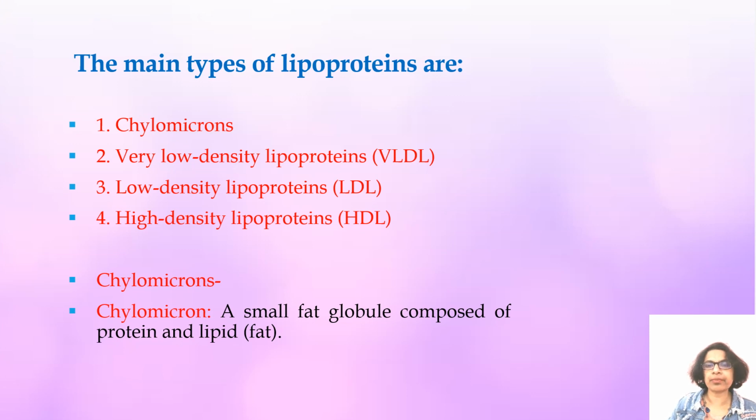The main types of lipoproteins, mainly four types, are chylomicrons, very low density lipoprotein denoted by VLDL, low density lipoprotein LDL, and high density lipoprotein HDL. So let us talk about chylomicrons. A chylomicron is a small fat globule composed of protein and lipids.